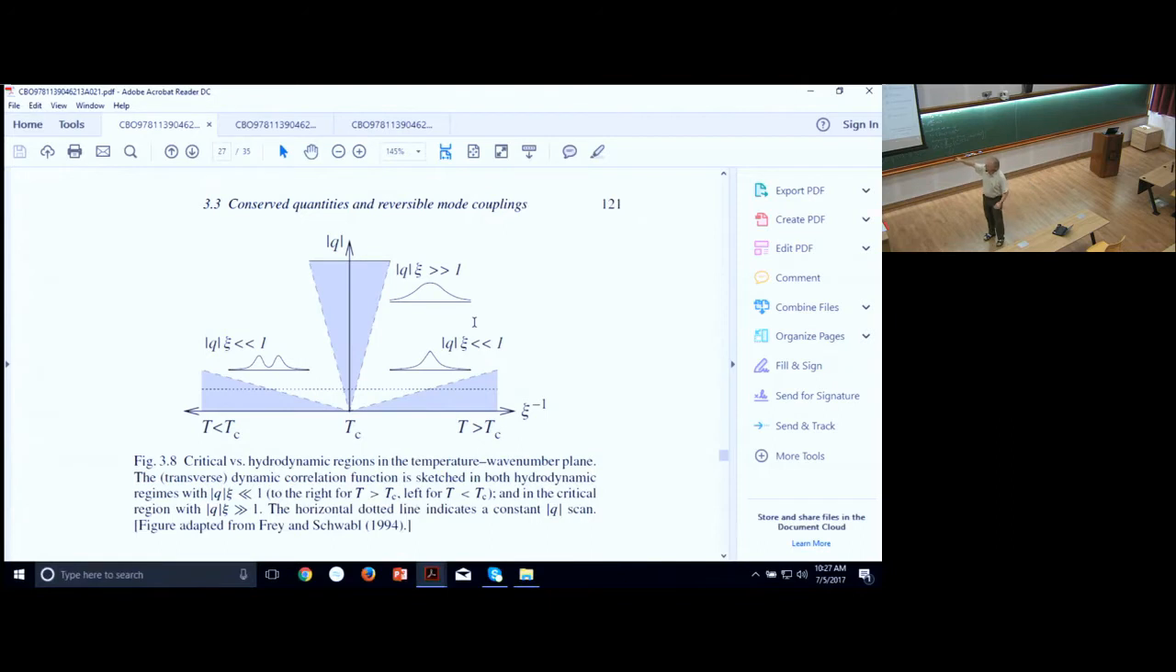So this is what you see. And then this is the hydrodynamic regime in the disordered state. This is the hydrodynamic regime in the ordered phase. Hydrodynamic regime means small wave vectors on any relevant scales. Okay?